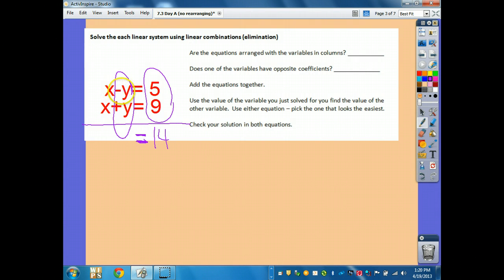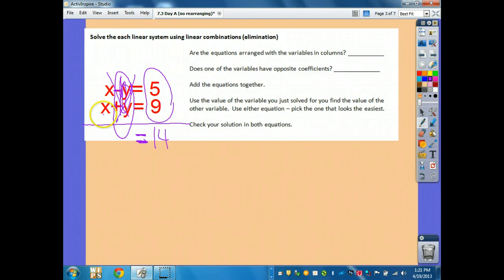What kind of a y is this? A minus 1y, right, an assumed 1. So what is a minus 1y and a positive 1y? 0, right? They cancel each other out. That's what we're talking about. One of those has to cancel each other out. It either has to be the y's that cancel each other out, or maybe it'll be the x's that cancel each other out. But they both won't cancel out. Only one or the other can cancel out.